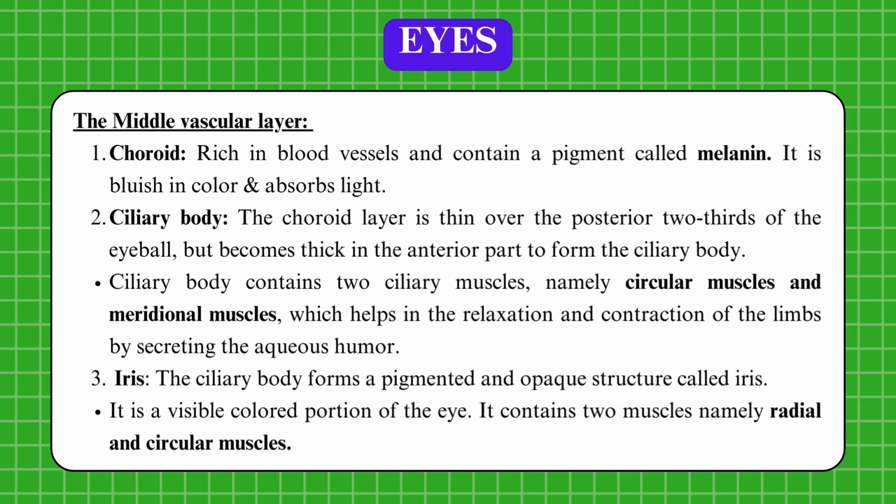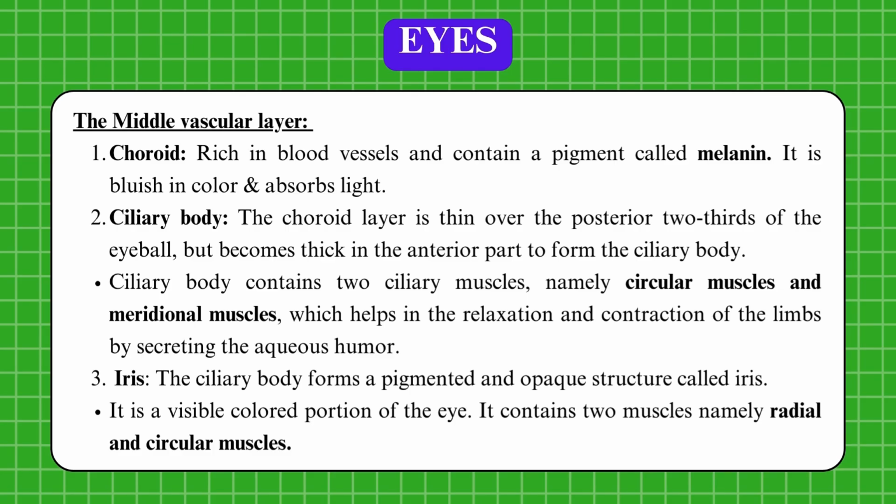The outer fibrous layer, sclera, dense connective tissue forms the external layer. It is the white part of the eye and contains collagen fibers. Cornea, the anterior part of the sclera which forms the transparent part of the eye. Function, refraction of light. Canal of Schlemm, between the cornea and sclera, helps to drain the aqueous humor.